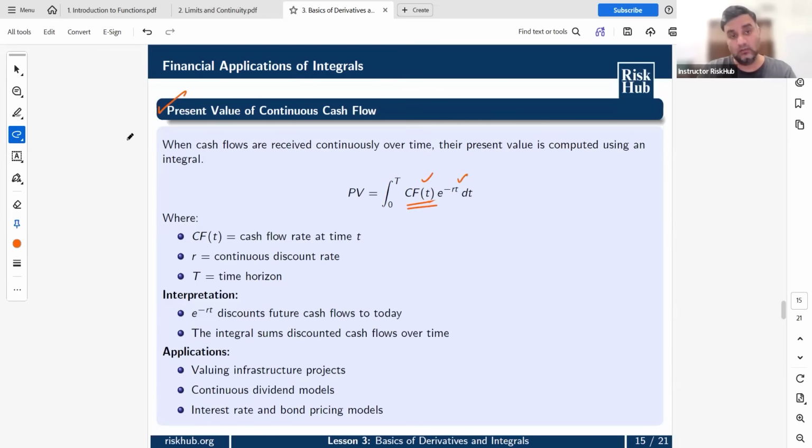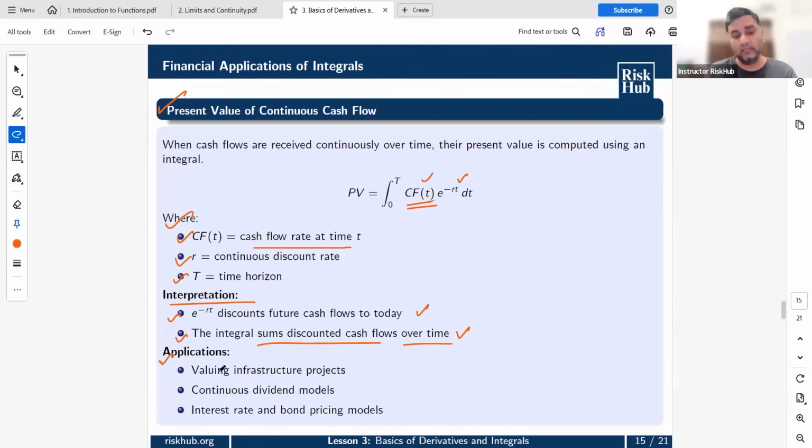Look at the interpretation part: each future cash flow is discounted back to today. The integral sums all discounted flows over time. That is what we are doing. CF(t) is the cash flow at time t, r is the continuous discount rate, t is the time horizon. The interpretation is that e^(-rt) discounts future cash flows to today. The integral sums discounted cash flow over time.